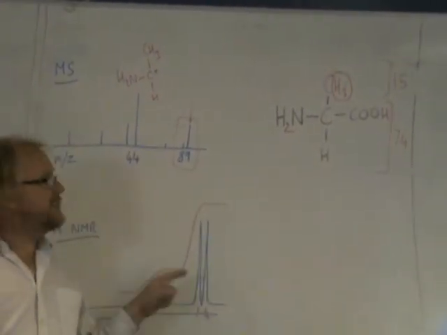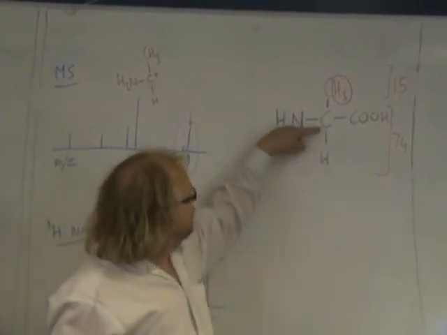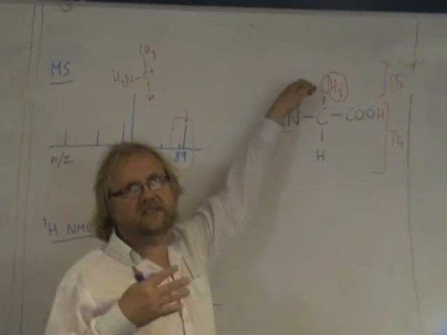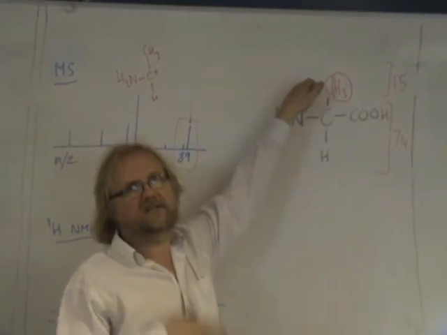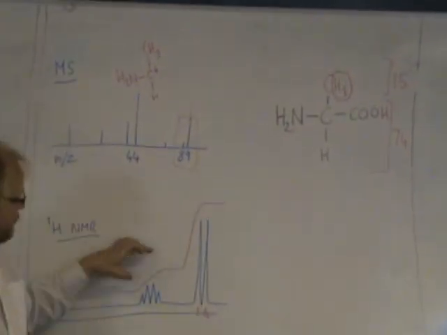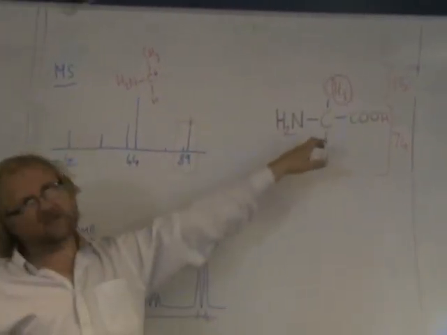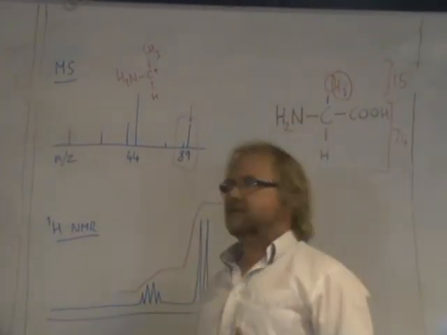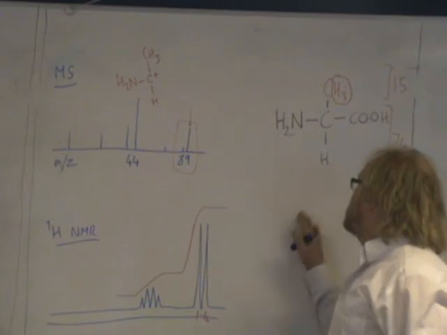Why is it a quartet? It's a quartet because the adjacent carbon, which is that one, has got 3 hydrogens attached. So n+1 rule again, 3 hydrogens gives you a quartet. So we can explain that. The peak area is 1 because there's only 1 hydrogen. The slight fly in the ointment is the chemical shift. Chemical shift doesn't fit, and that's because it's a bit complicated here.